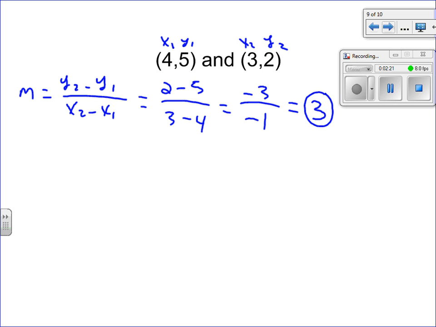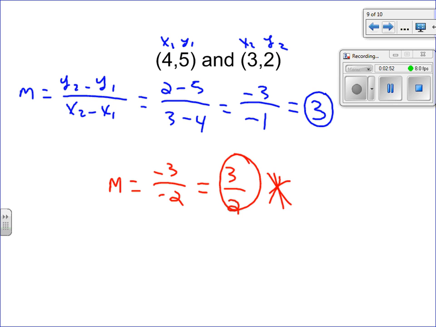I do want to show you something. If your answer ended up as slope equals negative 3 over negative 2, so you did everything correctly, you plugged in your values, and you ended up with a negative over a negative, but something that can't be divided. We can't do 3 divided by 2. We can't simplify that. However, because they're both a negative, they're going to become a positive. So if you ever have a negative over a negative, you need to write it as a positive. Otherwise, it will be marked wrong.